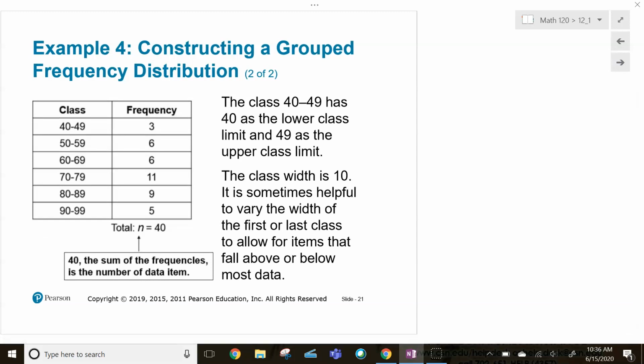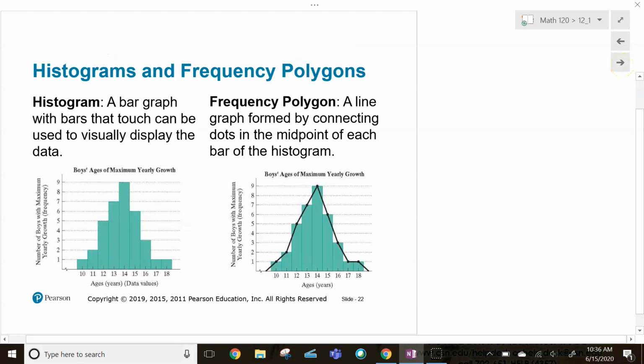All right, so we want to vary the width by 10, right? Because we're talking about grades. You know, if we would have had in the data something less than 40, you could have even said below 49, in case there was somebody who got like a 30 or something, and then you put the frequency on there.